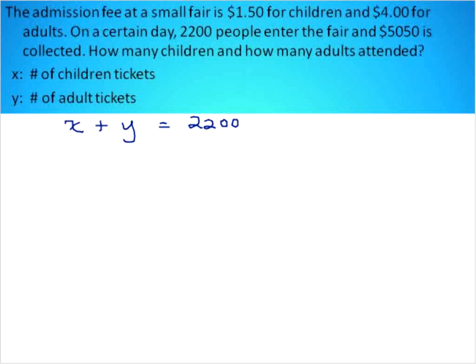Now let's look at the comparison of price. We know that $1.50 times the number of children tickets plus $4 times the number of adult tickets is going to be $5,050. That's a type of problem we've worked on before. So 1.5x plus 4y equals 5,050.